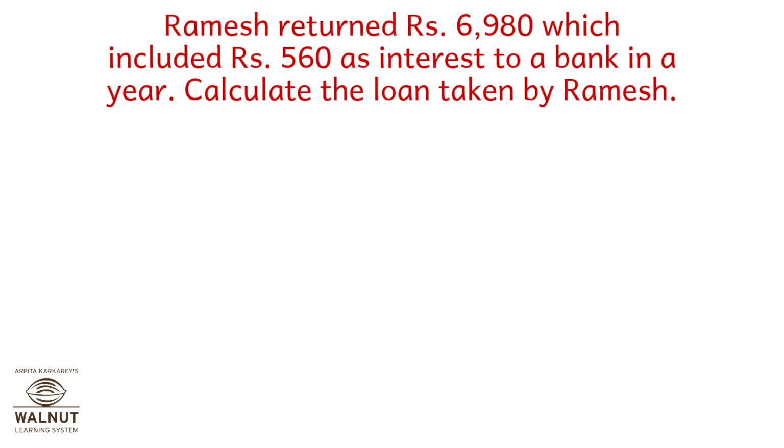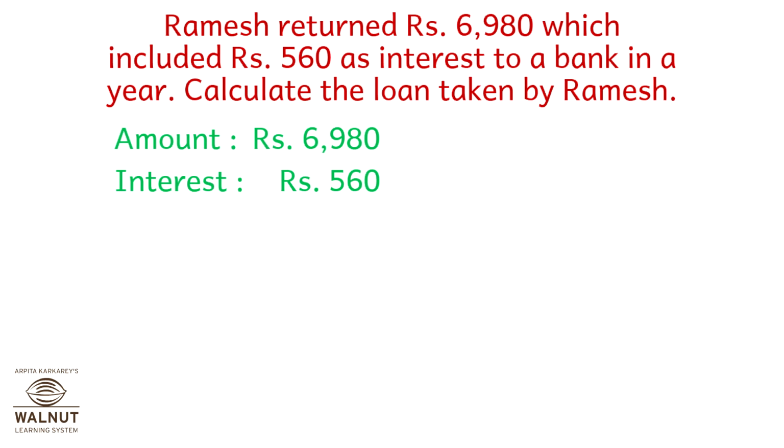Ramesh returned rupees 6,980, which included rupees 560 as interest to a bank in a year. Calculate the loan taken by Ramesh. Okay, so we have been given that the amount is rupees 6,980. The interest is rupees 560. Now, what do we have to find out? We have to calculate the loan taken by Ramesh. The loan taken by Ramesh is the principal. Correct. So we have to find out the principal.